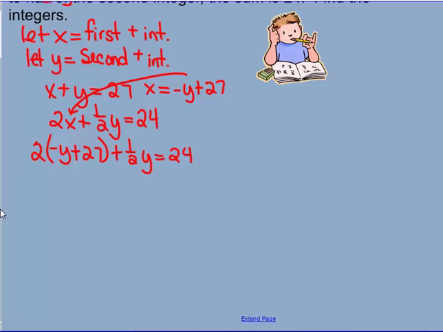That might have been easier to eliminate, but that's okay. We can do it a couple ways. You could try it another way and see if you get the same answer as me. That would be great. That would be good practice.